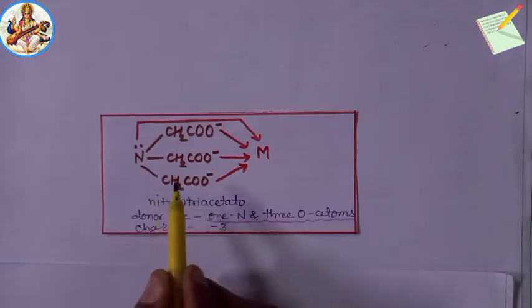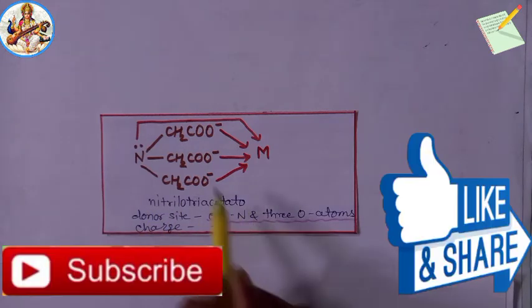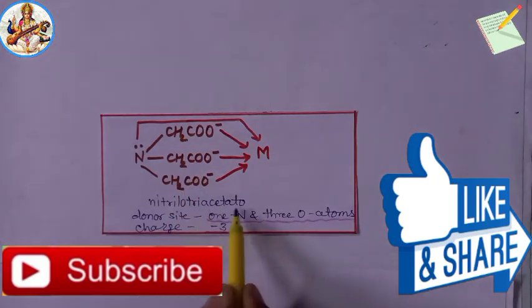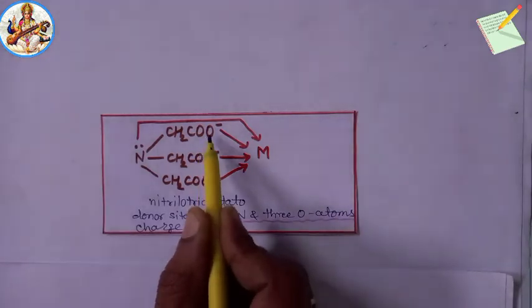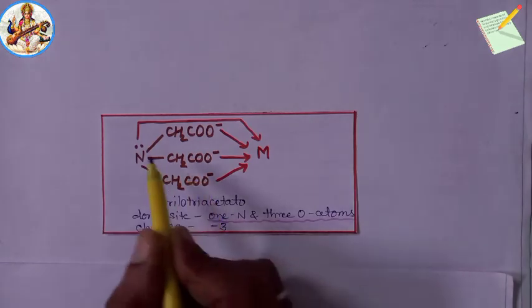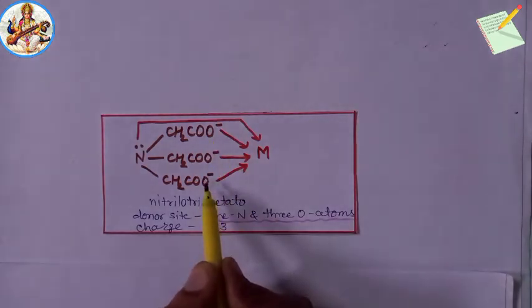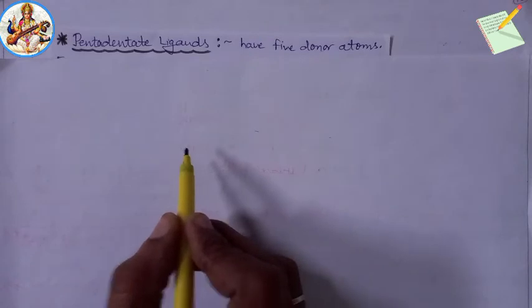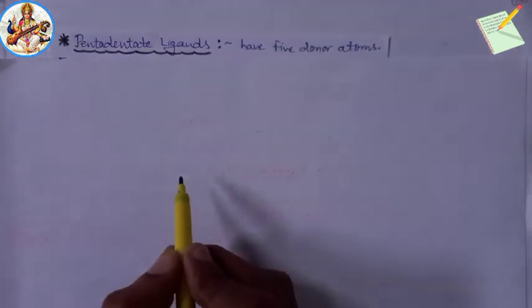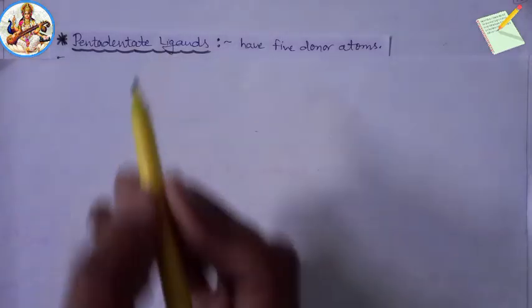Now another example of a tetradentate ligand is nitrilo triacetato. In this tetradentate ligand, donor sites are 3 oxygen atoms and 1 nitrogen atom, and charge is -3. So nitrilo triacetato is a tetradentate ligand. Now another type of ligand is pentadentate ligands.